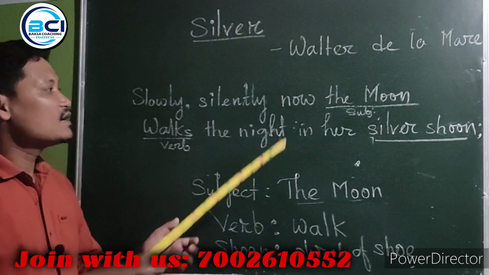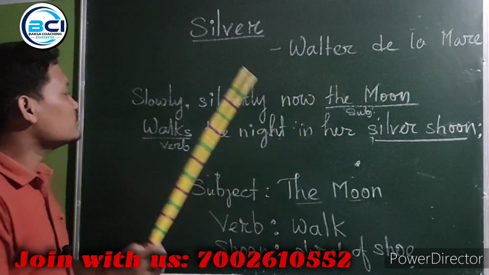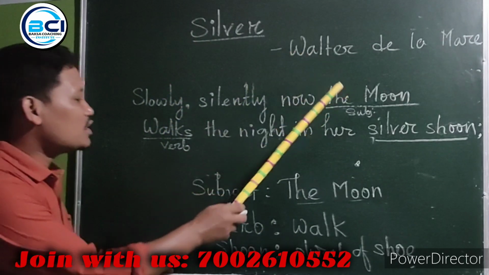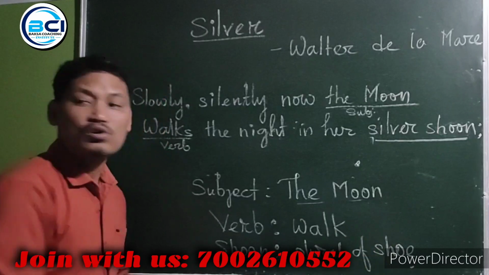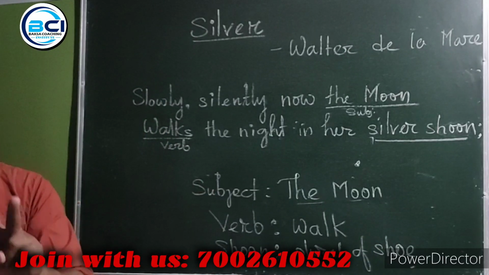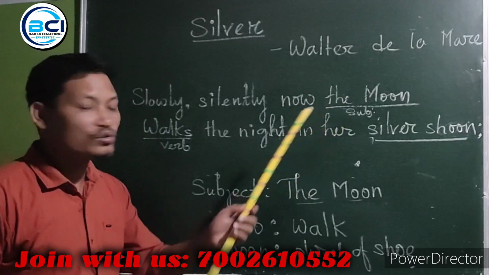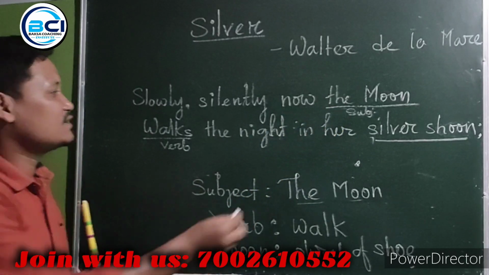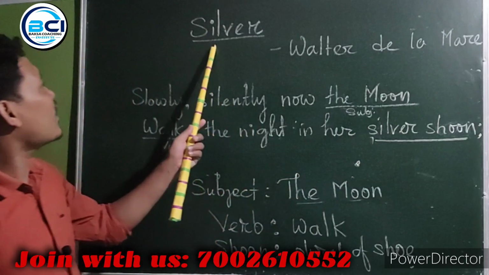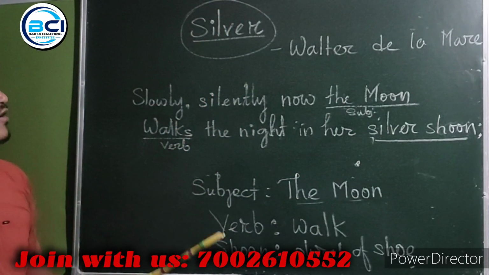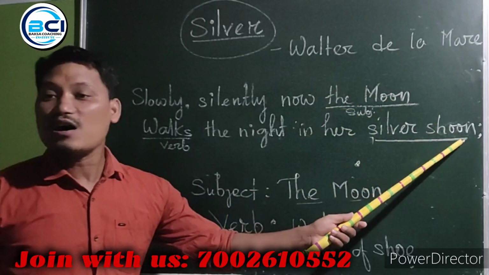It means that the moon is walking the night, but she is wearing 2 shoes, I mean a pair of shoes. Am I right? And what is the color of the shoes? Silver. Yes, this is silver. So look, in the poem Silver, it is actually the color. It is the color of the moon. It is the color of the shoes.